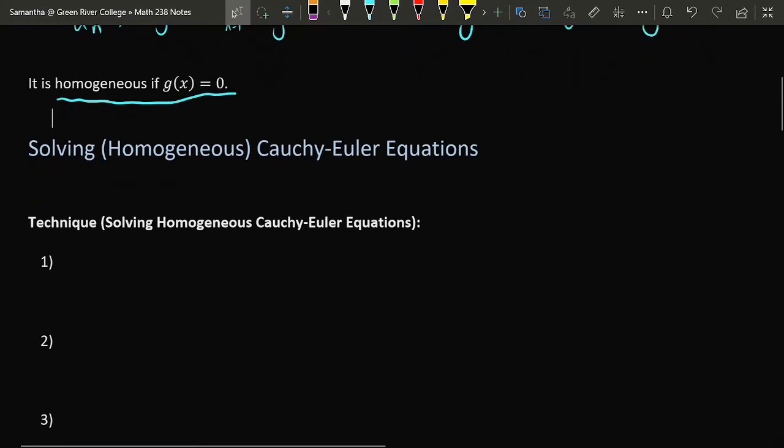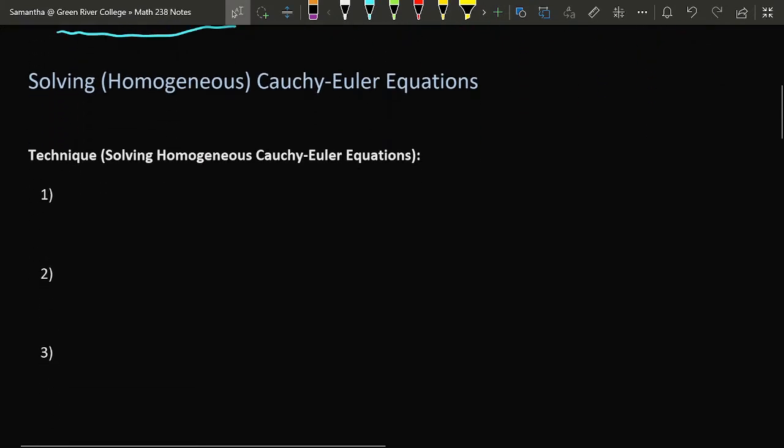Now, the technique for solving a homogeneous Cauchy-Euler equation is very similar in spirit to what we did for homogeneous ODEs with constant coefficients. The idea is to make an educated guess about the format of a solution. For constant coefficients, we guessed that the solution had an exponential format. For Cauchy-Euler, we guess that the solution has the format of a power function, x to the power m.